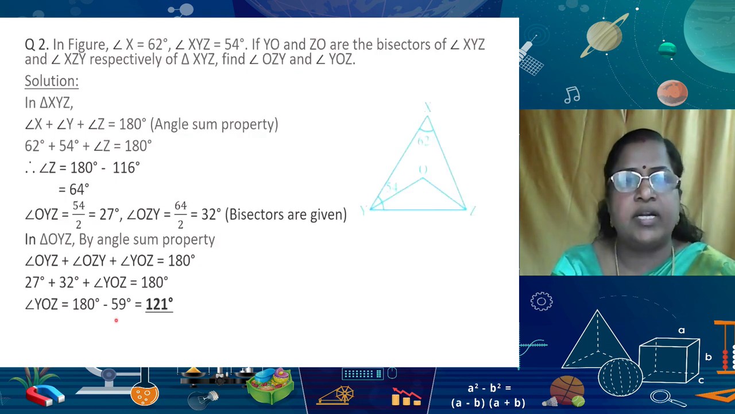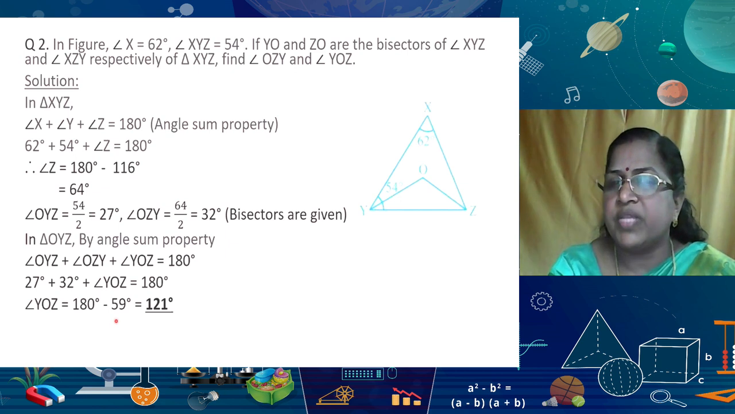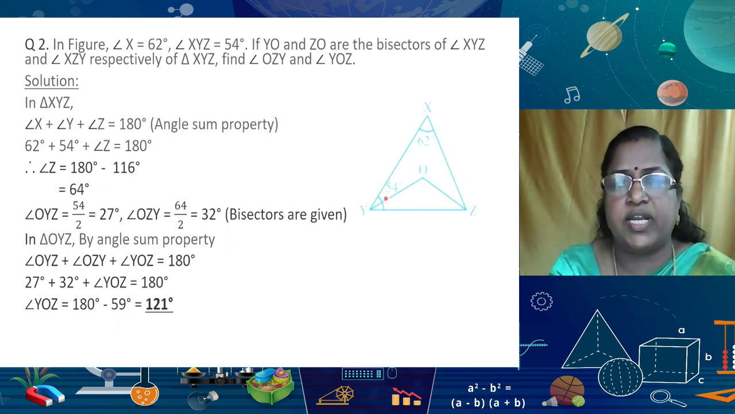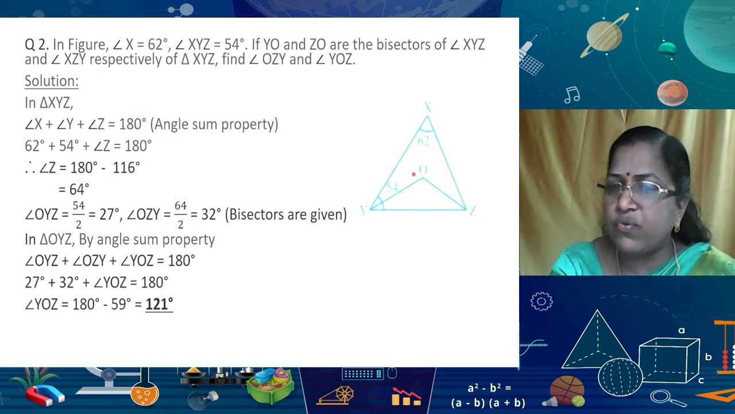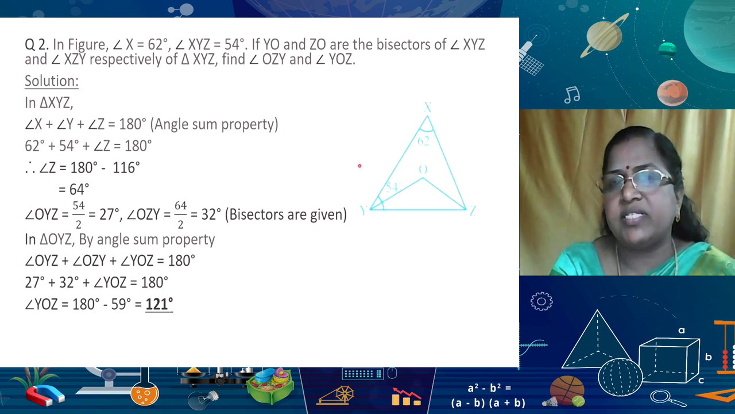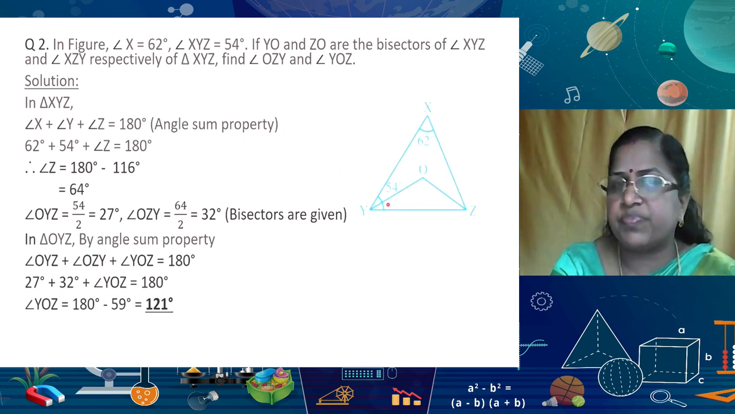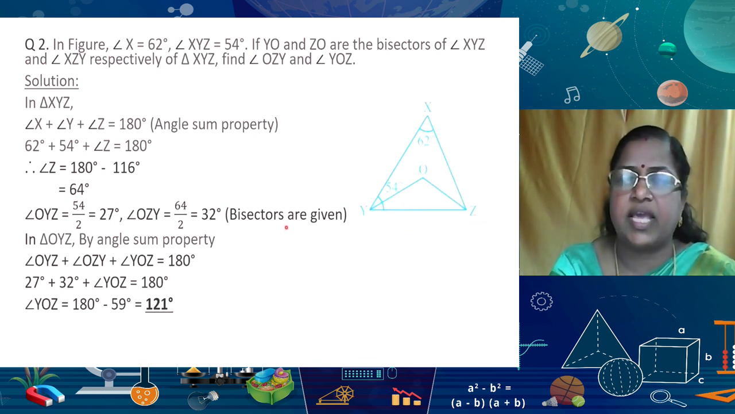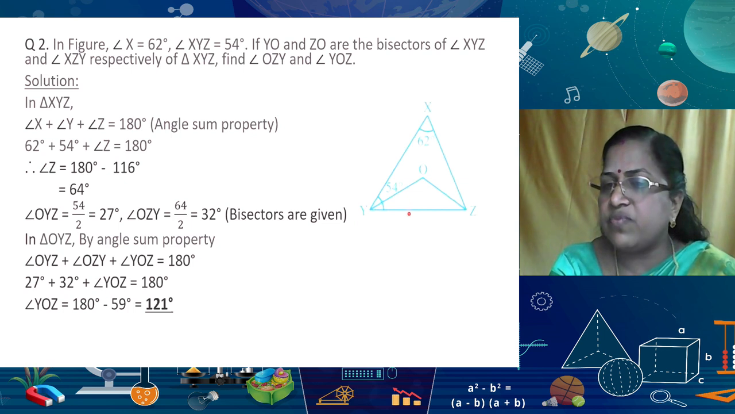Now in the second part, in this figure we are given angle X is equal to 62 degrees, angle Y equal to 54 degrees, and if YO and OZ are the bisectors of angle Y and Z, then find angle OZY and YOZ. How can we find these angles? For that, first we need angle Z. How to find?